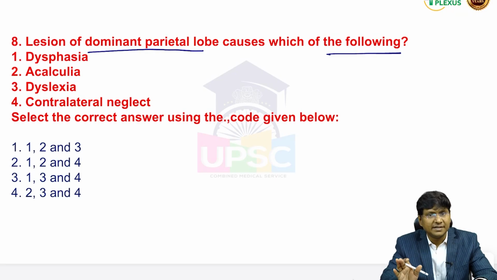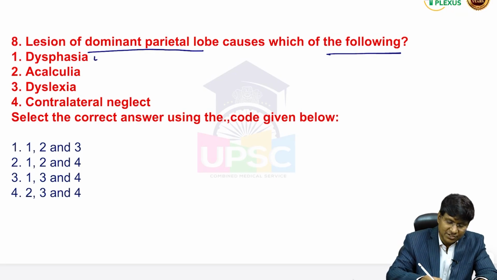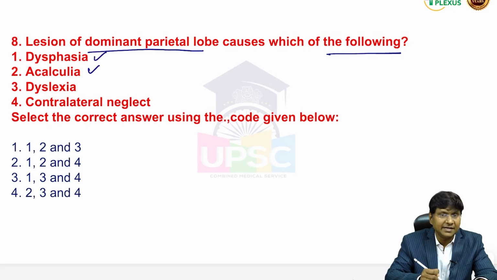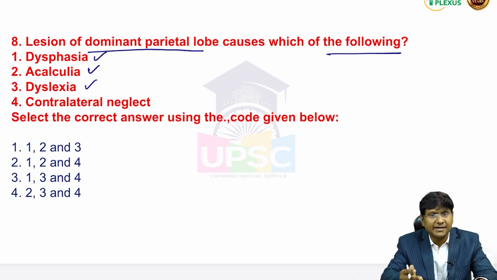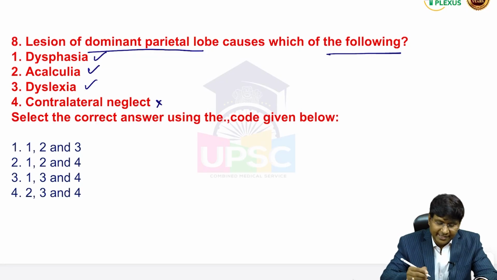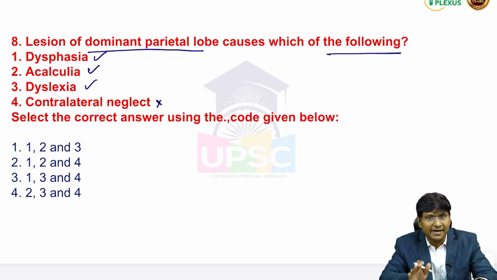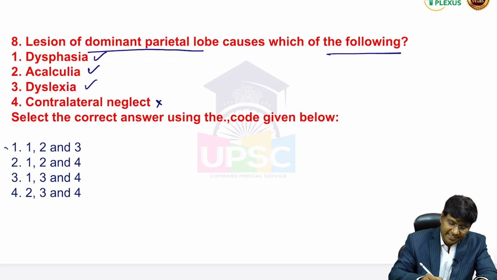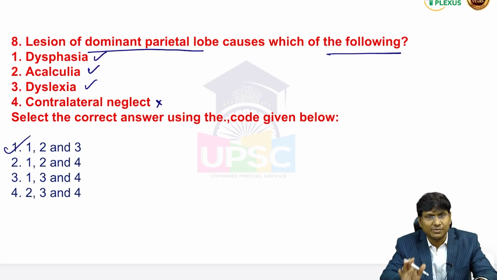So in case of parietal lobe involvement, there will be dysphagia, there will be difficulty in calculation, and there will be difficulty in understanding the words, so dyslexia will be there. Contralateral neglect is not a feature of parietal lobe involvement. So the correct answer is 1, 2 as well as 3.